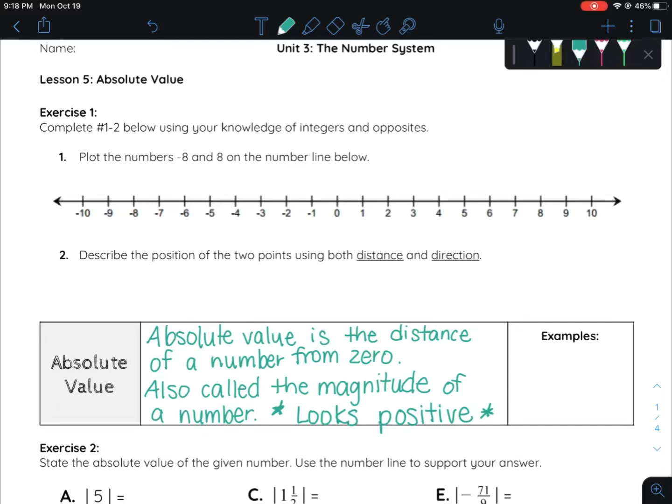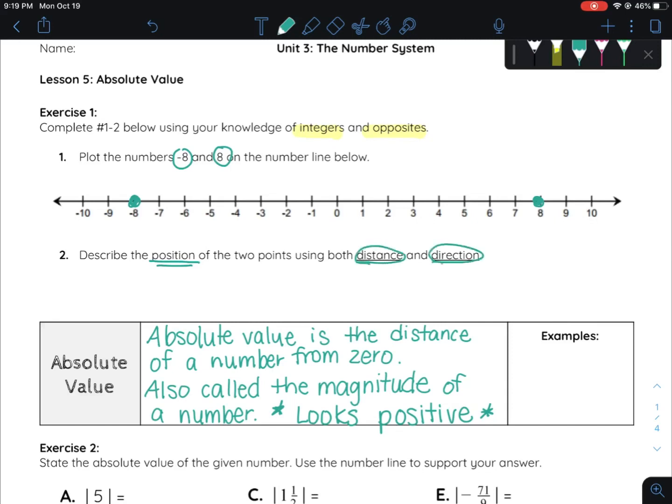For lesson 5, we'll be talking about absolute value, and this is our final lesson of the number system unit. Let's start by quickly reviewing integers and opposites to kind of get us started with this new definition today. So we'll plot the numbers -8 and 8 on the number line. Here's 8, here's -8. Now what we want to do in number 2 is describe the position of the 2 points using distance and direction.